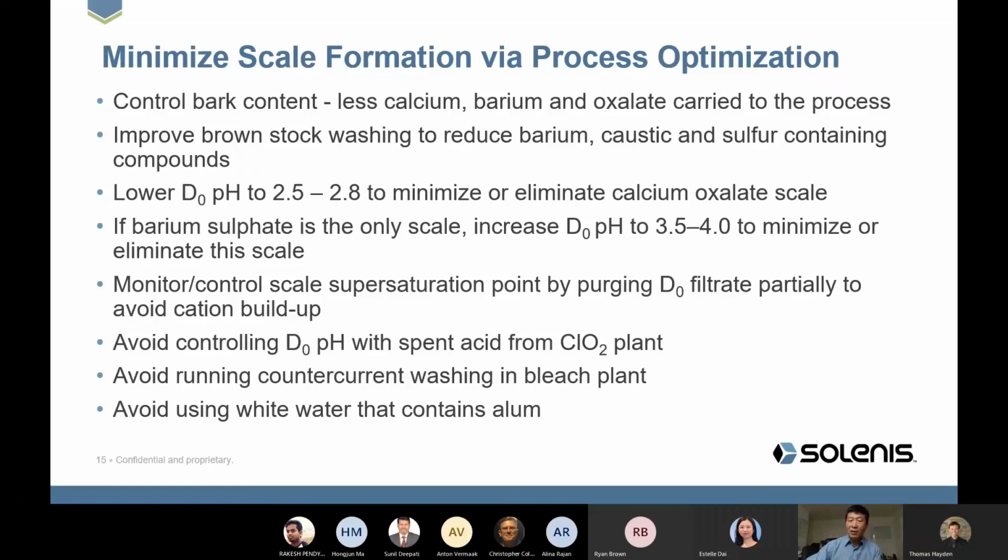We can also monitor the process, especially filtrate, to see how close it is to the supersaturation point. If they are close to or past it, we can purge some D0 filtrate instead of using fresh water, to avoid any metal ion buildup. We also need to avoid controlling D0 pH with spent acid. We also don't want to run concurrent washing in the bleaching plant. Then we do not want to use white water containing alum.